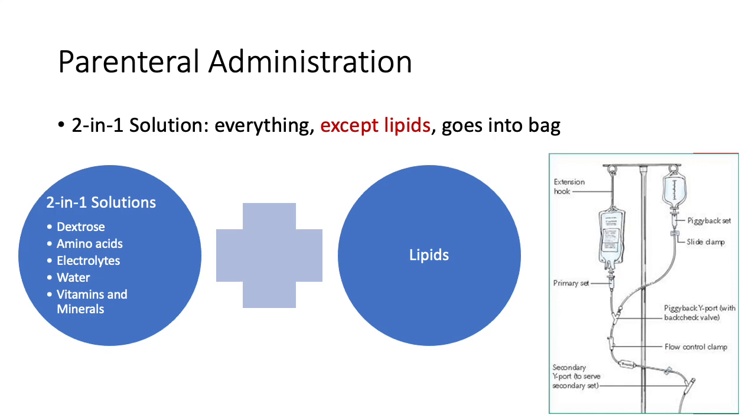And here's just an illustration of a 2-in-1 and how lipids are piggybacked separately. So you can see the 2-in-1 has the dextrose, amino acids, electrolytes, water, and the vitamins and minerals. So that's all in one solution, your main solution, and then you have the lipids by themselves that are given separately.